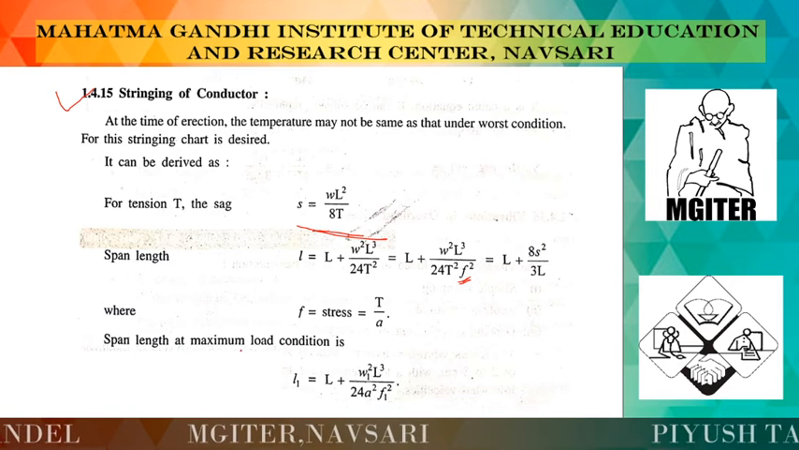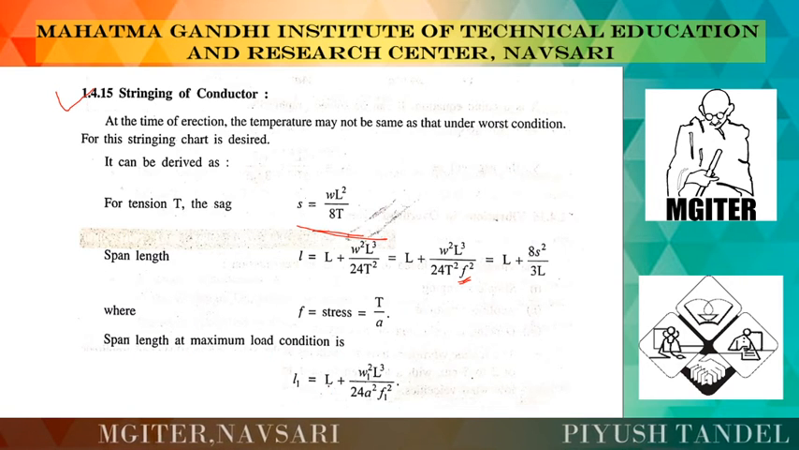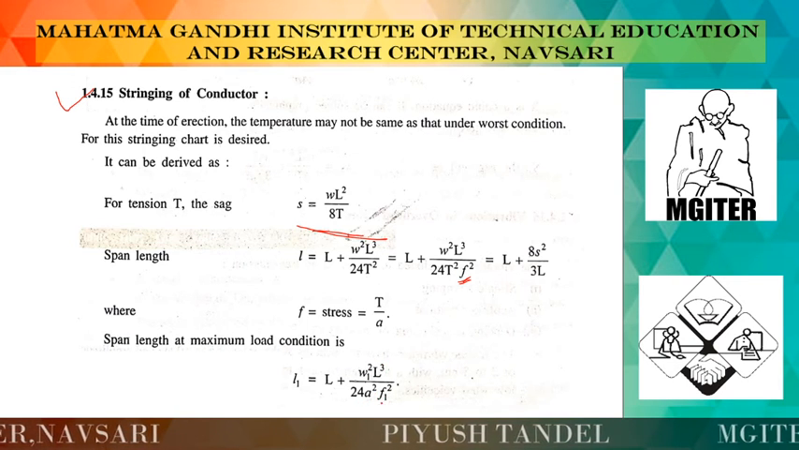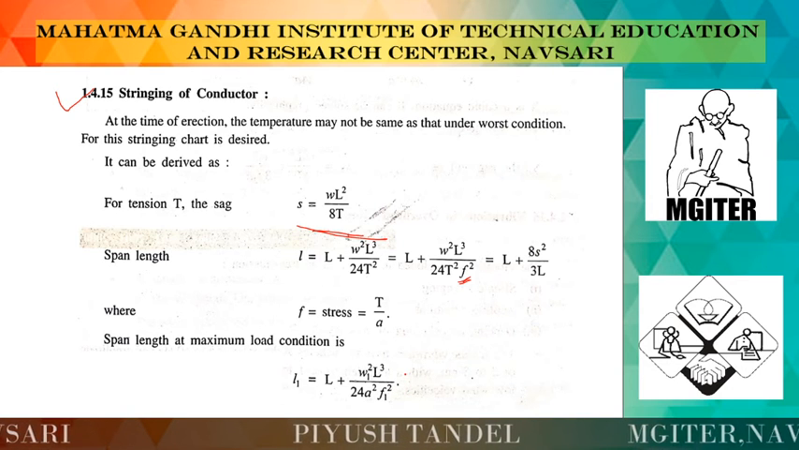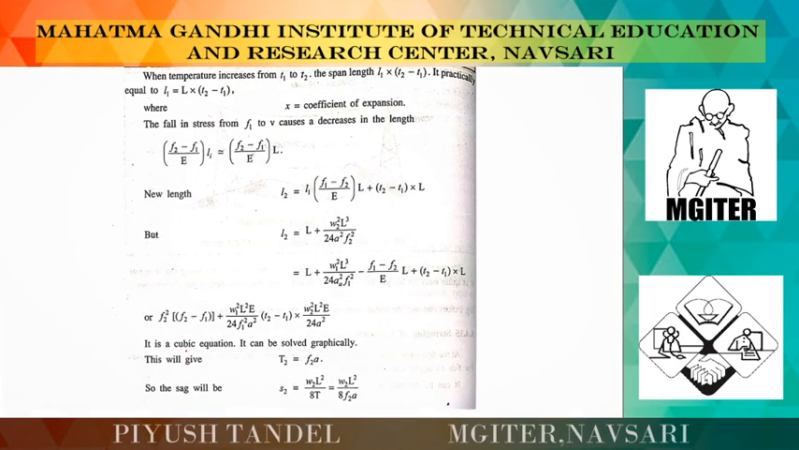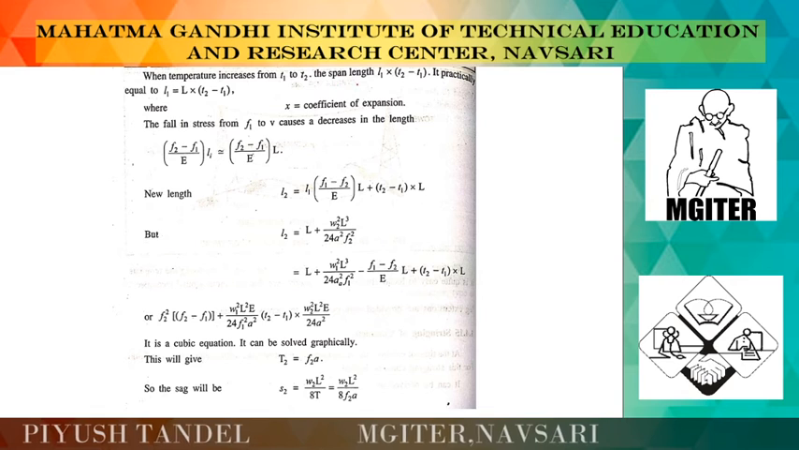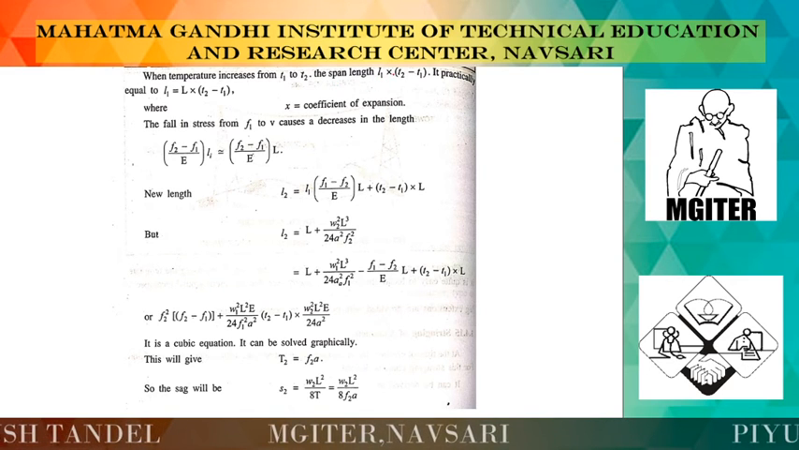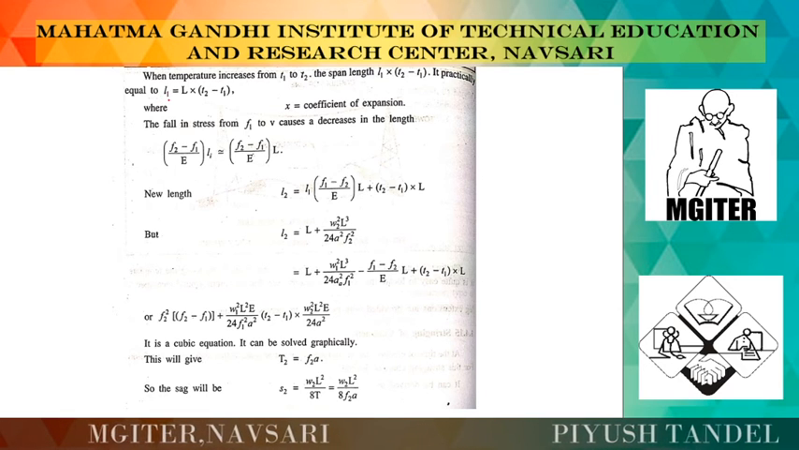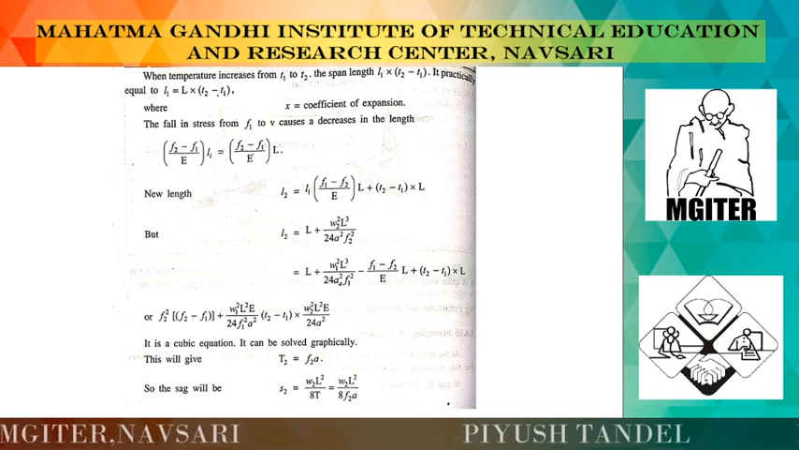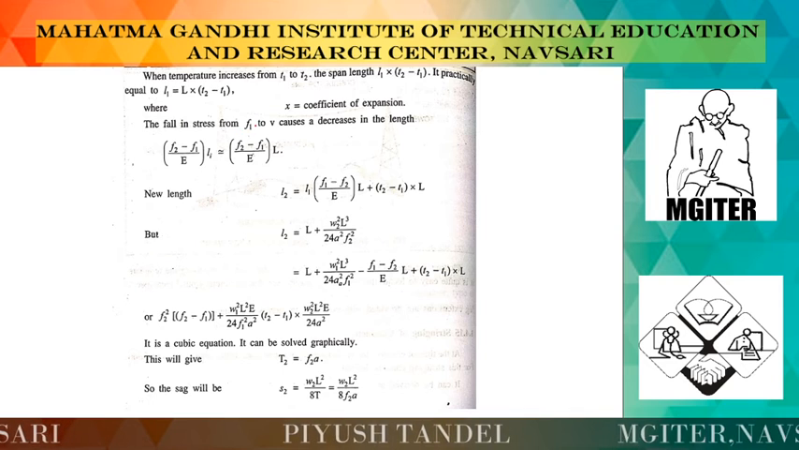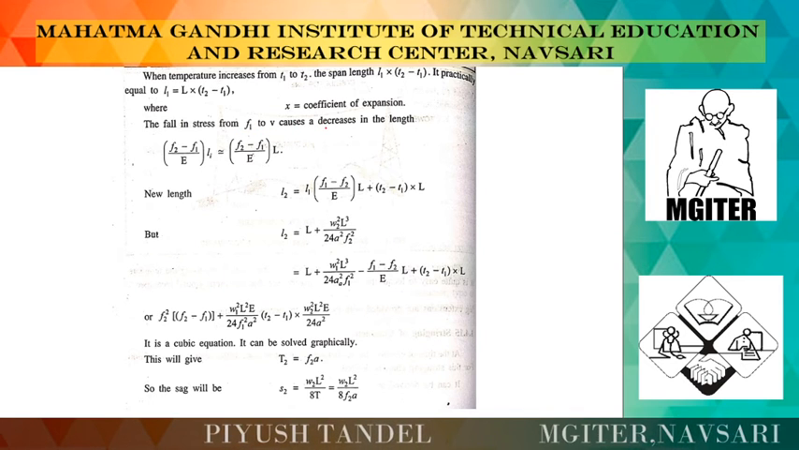Now the span length at maximum load condition, L1, is equal to L plus W1 square L cube divided by 24 A square F1 square. This is the equation for the stringing of the conductor. You need to note this down in your notebook. Now when the temperature is going to be increased from T1 to T2, the span length is also going to change. In the practical equation, it is going to be L1 equal to L into (T2 minus T1), because the temperature changes from T1 to T2, where the fall in stress from F1 to F2 causes a decrease in the length.